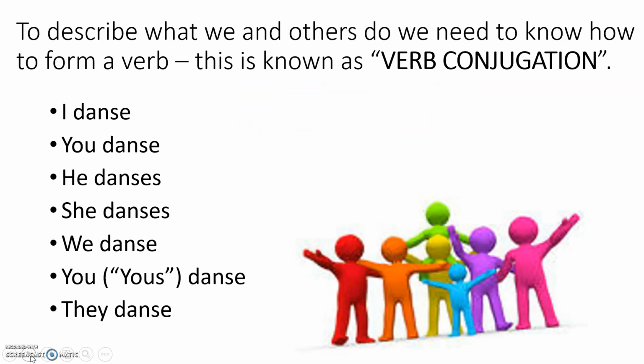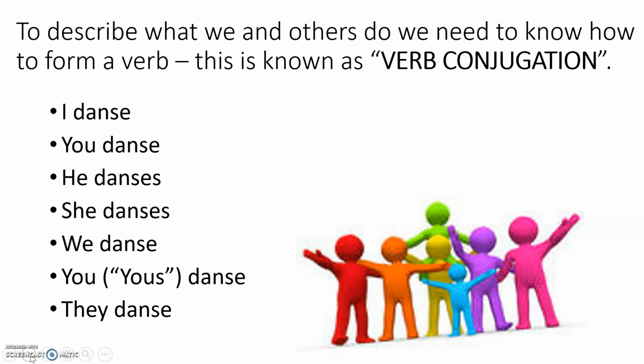To describe what we and others do, we need to know how to form a verb. This is known as verb conjugation. And we've met this in our previous videos. We conjugate verbs in English. We just don't realise we do it sometimes if English is our mother tongue.